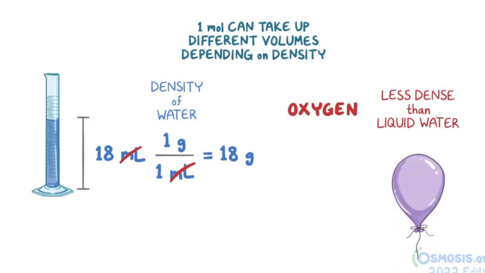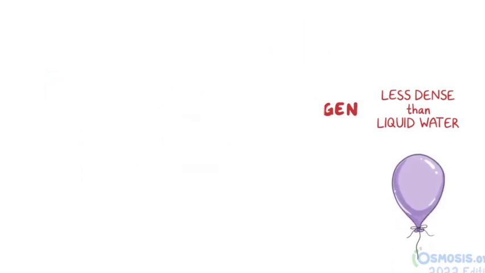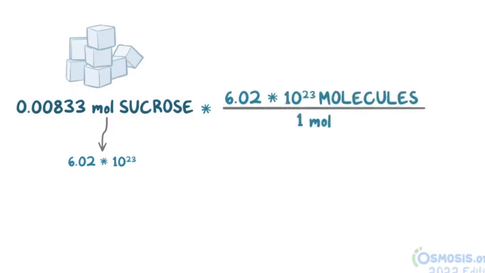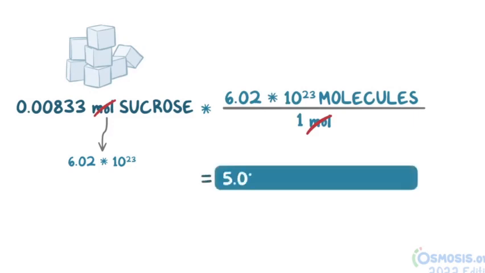To see how to use Avogadro's number in a calculation, let's say that we have 0.00833 moles of sucrose molecules. Because we know that 1 mole consists of 6.02 times 10 to the 23rd molecules, we can use this quantity to convert any number in moles to a number of molecules. We multiply the 0.00833 moles of sucrose by Avogadro's number, 6.02 times 10 to the 23rd molecules per mole. The units of moles cancel out of this calculation, and we find that we have around 5.01 times 10 to the 21st molecules.